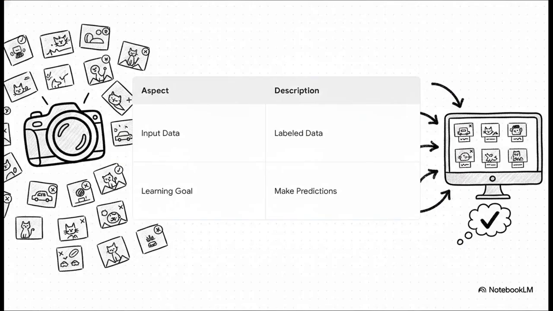So it really comes down to two things. First, the input data has to be labeled. For example, imagine you have 1,000,000 photos, and every single one is tagged either cat or not a cat. Then, the goal is for the machine to take everything it learned from those examples and get really good at identifying cats in brand new photos it's never seen before.